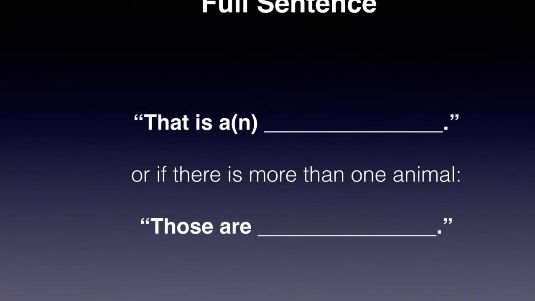Okay, when we see these animals, I want you to identify them using full English sentences. So when you see an animal, I want you to say, that is a, or that is an. Or if there's more than one animal, you say, those are, okay? But don't just shout out the name of the animal or insect. I want you to use full English sentences, and let's practice that. Okay, here we go.